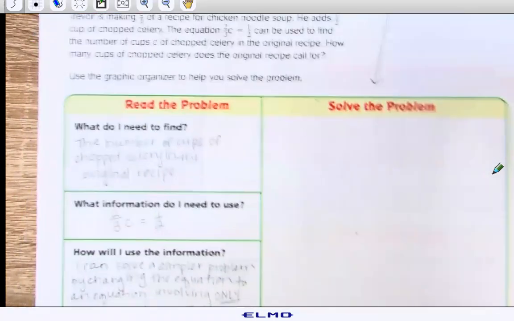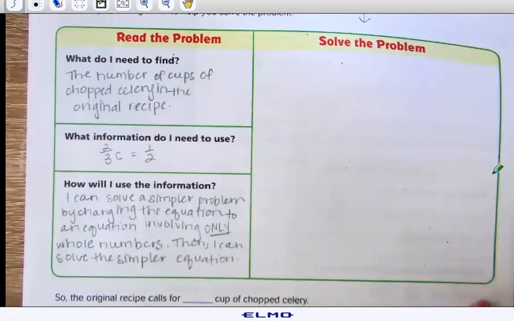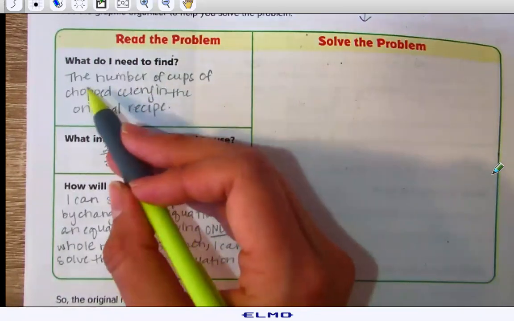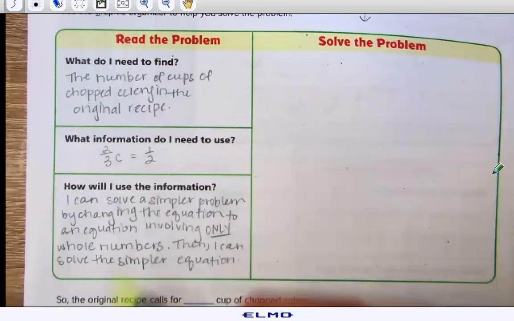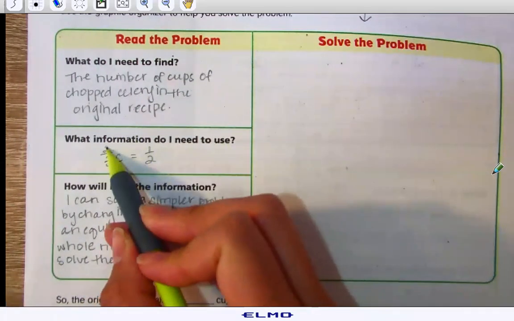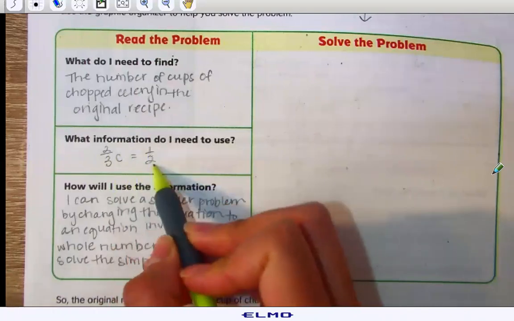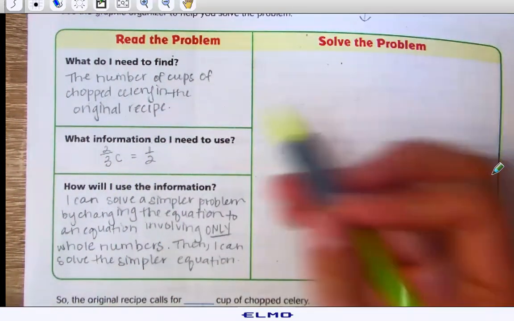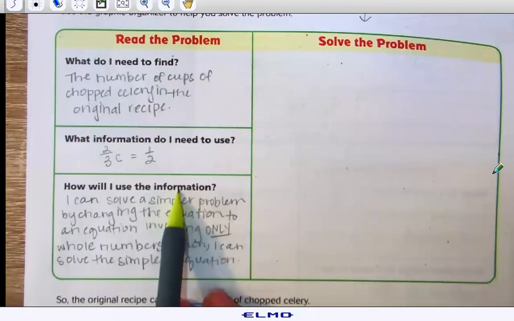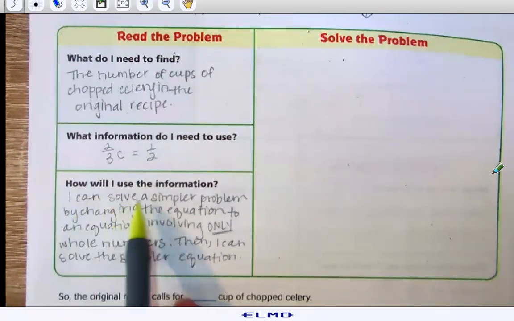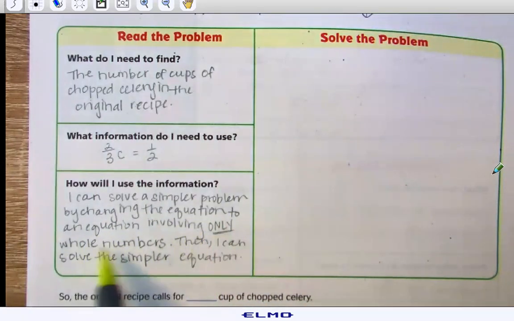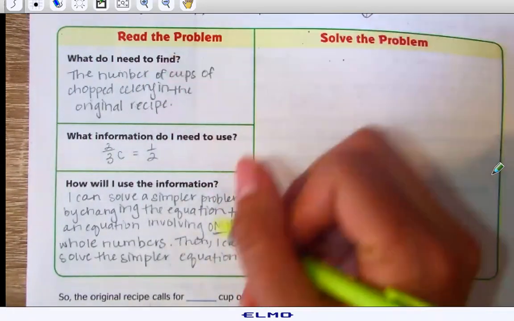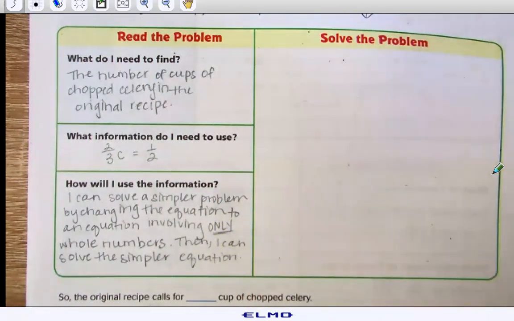Okay, so what do I need to find? Make sure to write this in your notes. You can pause if it's too fast. The number of cups of chopped celery in the original recipe. What information do I need to use? 2/3 c equals 1/2, excuse me. So you need to use the equation. How can you use the information? You can solve a simpler problem by changing the equation to an equation involving only whole numbers. Then you can solve the simpler equation. Finish these notes, and once you're done, we'll go to solve the problem.